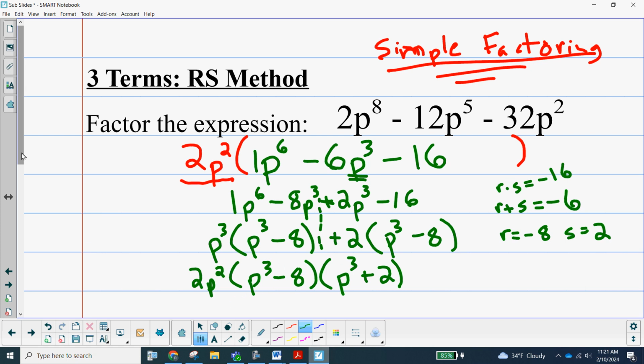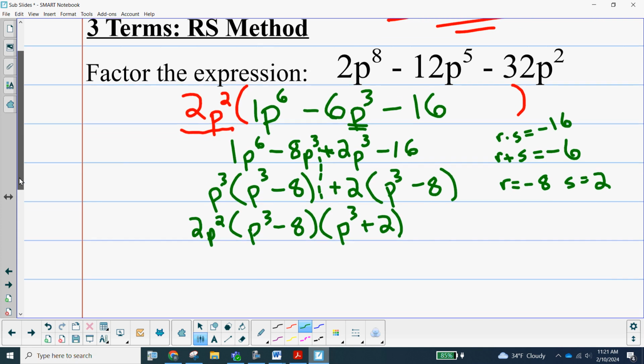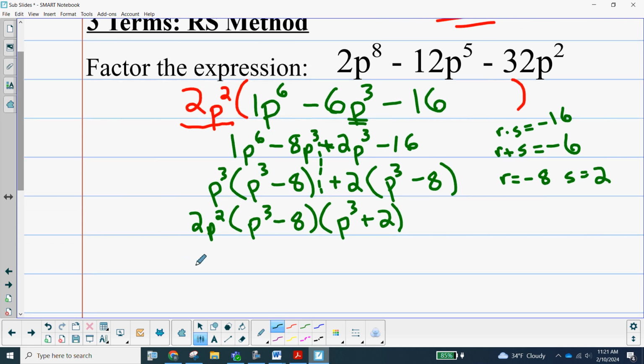And the others, we have to check, is anything in here one of our special cases, right? So 2p squared, nothing we can do there, right? That doesn't look like any of our special cases. P cubed minus 8, let's think, is this a difference of perfect cubes? And in this case it is, right? So let's think, what cubed minus what cubed would that become? Well, p cubed is p cubed, obviously. And then what cubed is 8? Well, that's 2. So we have our a and our b.